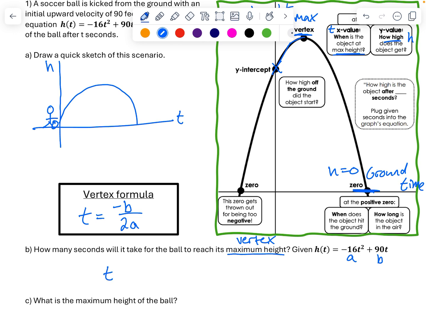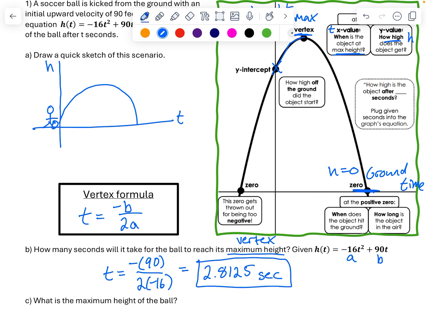If I wanted to find the time, we would do negative b, so negative 90, over 2 times a, so negative 16. If I type it into a calculator, I get 2.8125, and that's our time, so it is the seconds. That's how long it takes for the ball to reach this maximum height. That value is right there.